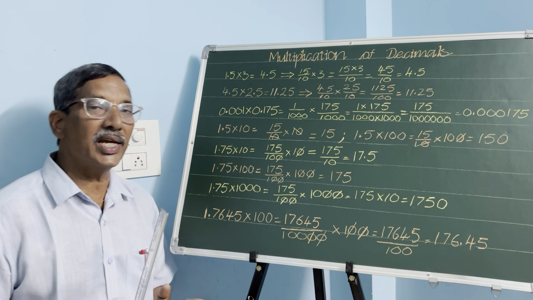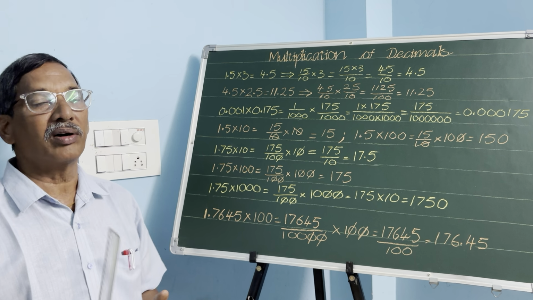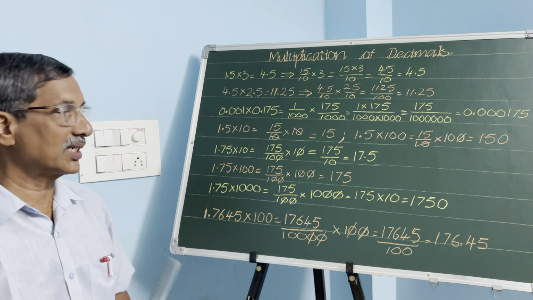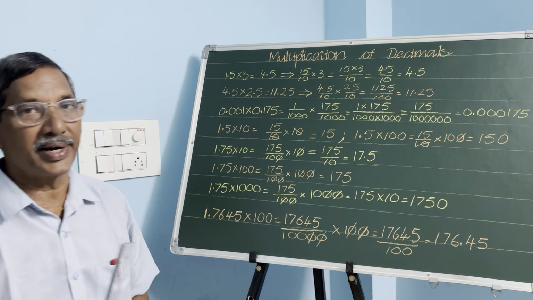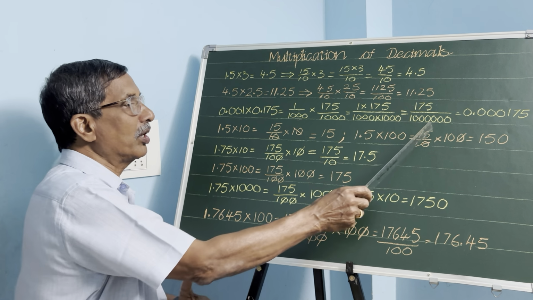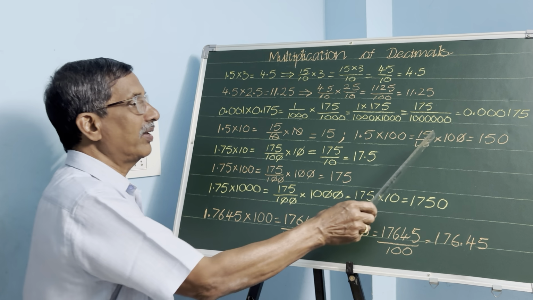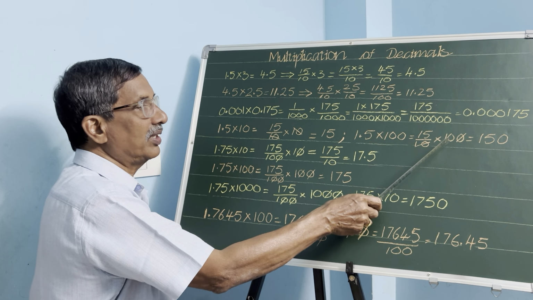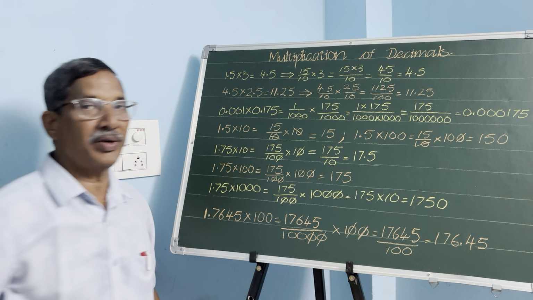So after completion of the second one, we will frame a rule of multiplication by tens, thousands, etc. See here, we have 1.5 into 100. We know that 1.5 is the same as 15 on 10, and when multiplied by 100, we cancel tens, and 10 is remaining here. 15 into 10, we have 150.